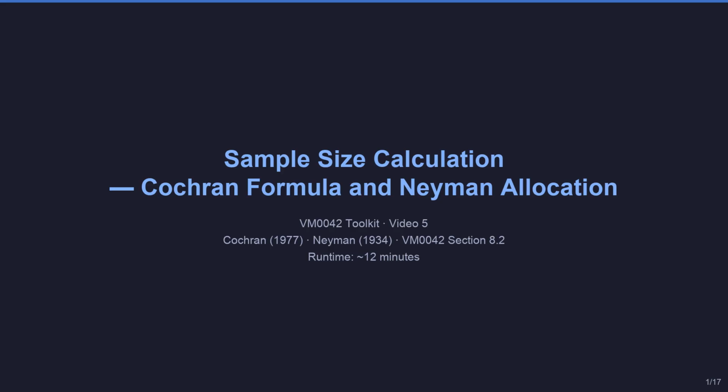This video covers how to calculate sample size correctly for VM0042 projects, the Cochran formula, where to get your CV estimate, and how to distribute samples across strata using Neyman allocation.